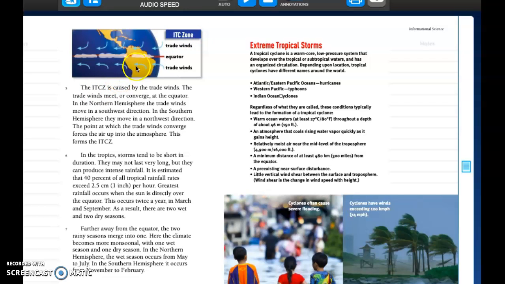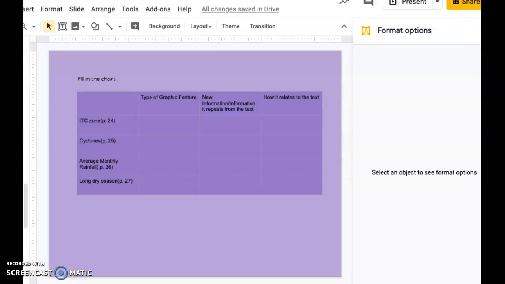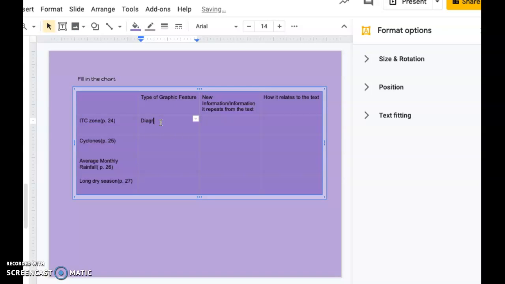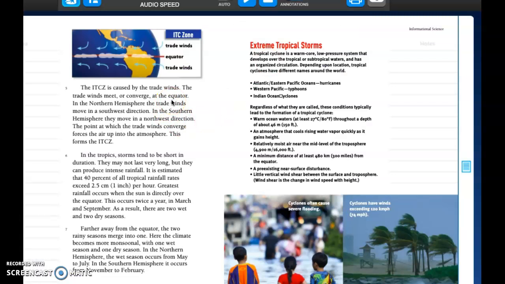Okay, so I think I can fill in the first part of my chart, right? This is a diagram. It's not really a map because it doesn't have country names or anything like that. So here, type of graphic feature: it is a diagram. Now I'm going to look for any new information or information that was repeated in the text. Basically, in this column, I'm going to fill in how the graphic feature relates to what I read. So let me reread this paragraph here.